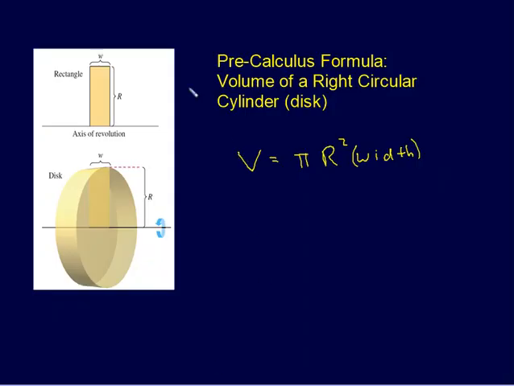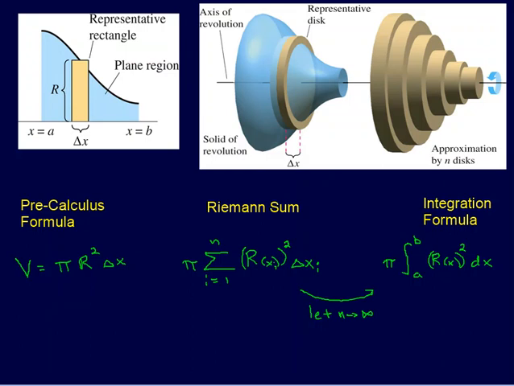Let's go back to our slides and take a look at the process, starting with, again, the process of rotating a single rectangle around an axis. Today, we'll always be rotating around either the x-axis or in some cases the y-axis.